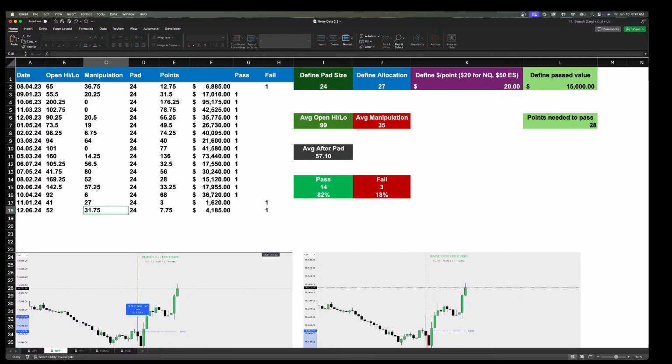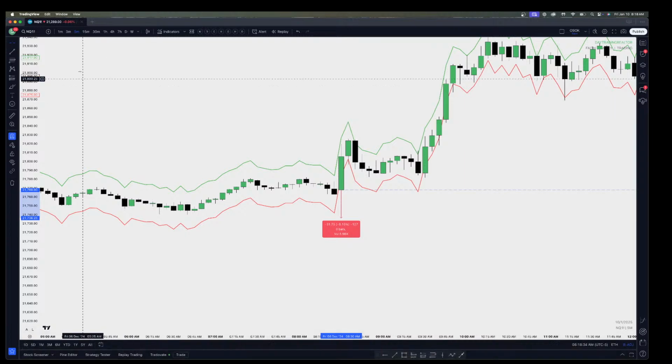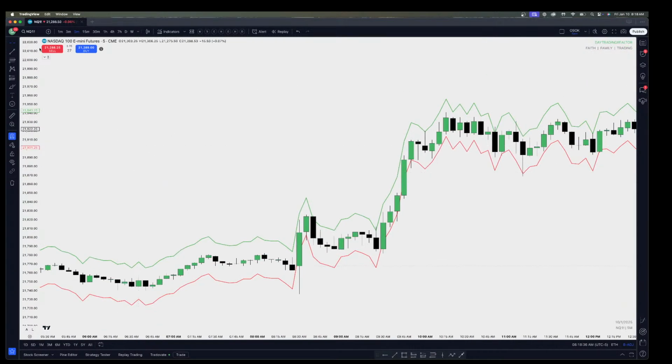And the reason being is because if you only need 28 points, and our orders don't execute until price has gone at least 24 points, well, then anything above 52 points on a manipulation leg, you will pass as well. So sometimes you can also pass on the manipulation leg of the price move. So that's basically why we have a protection pad, to help us get on side and see if there's any type of advantage we can have.